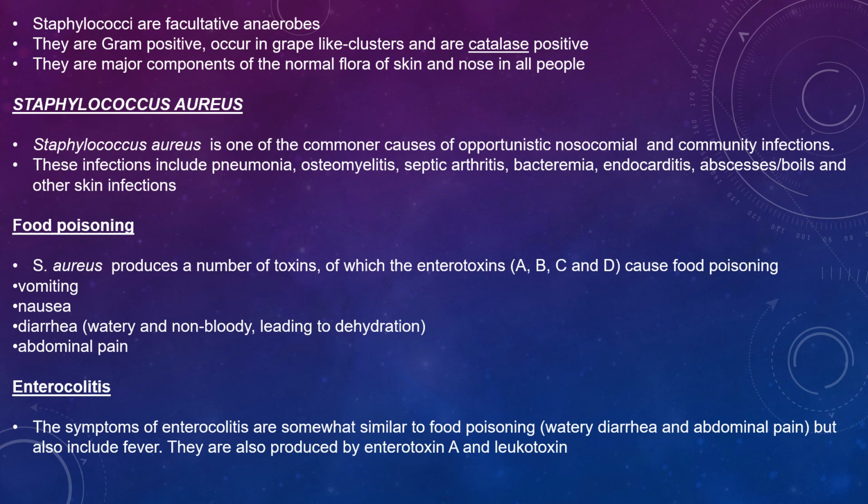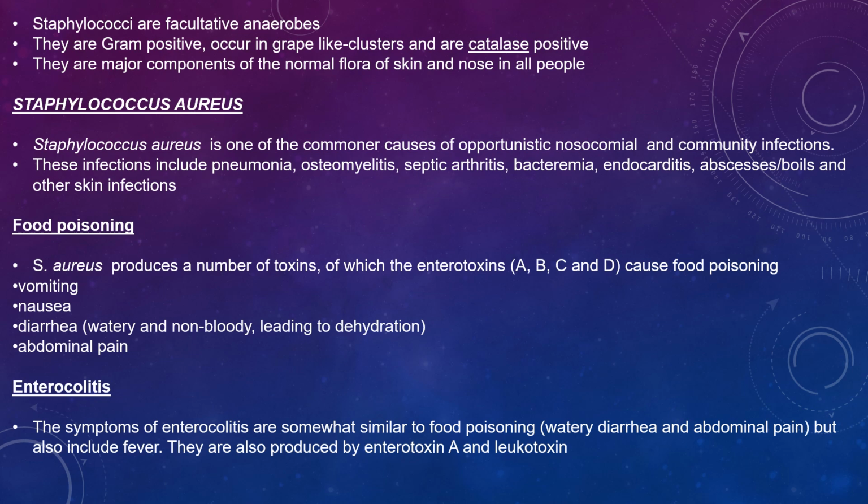So looking at the pathogenesis, firstly, food poisoning. Staph aureus produces a number of toxins, of which the enterotoxins A, B, C, and D cause food poisoning. About a third to a half of S. aureus strains produce enterotoxins, which are heat stable and survive cooking, boiling for 30 minutes. They are also resistant to proteolysis by intestinal proteases.